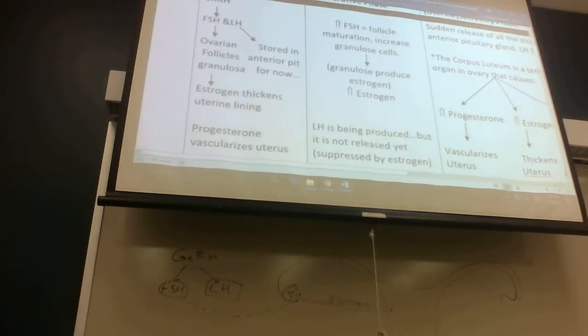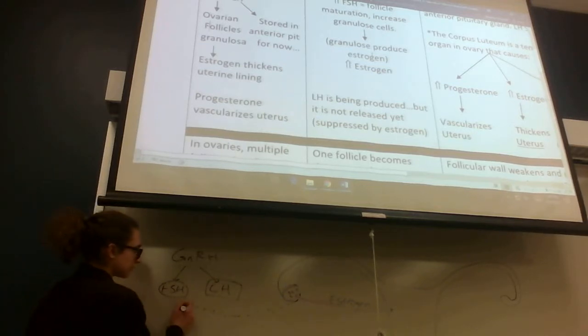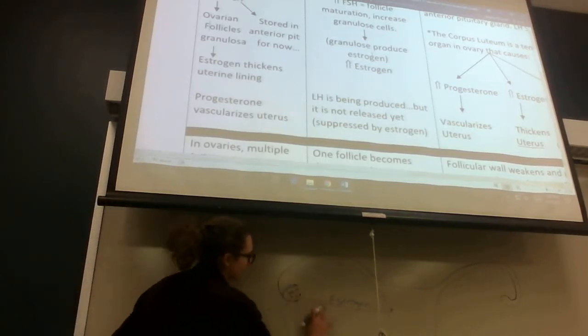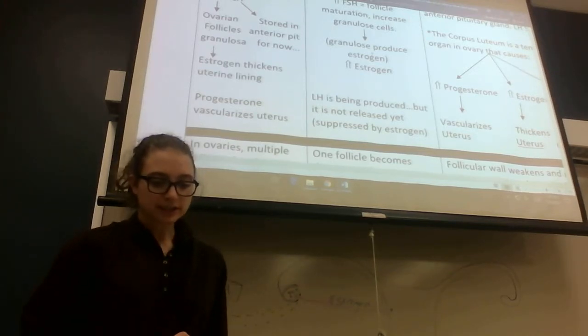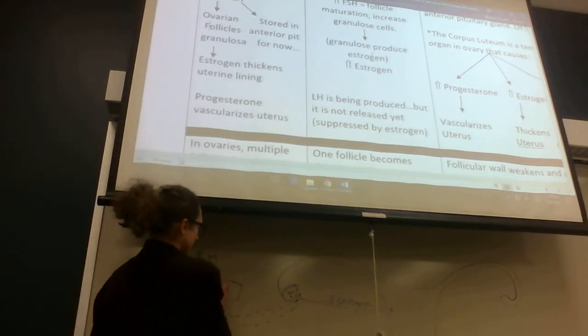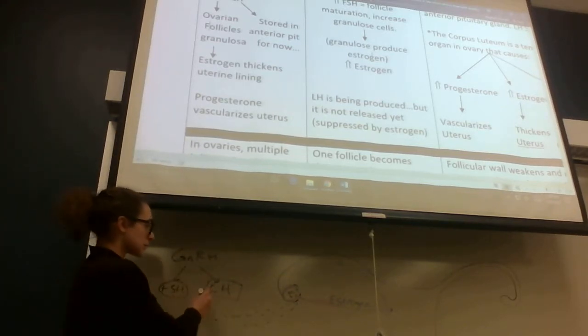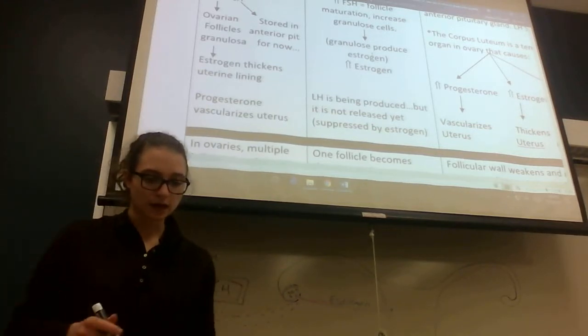Increased follicle-stimulating hormone will cause follicle maturation and an increase in granulosa cells. So we're going to get a little bit more of this going on, a little bit more estrogen, a little bit more thickening. But during this phase, luteinizing hormone is being produced, but it's just going to be stored. So it's kind of the same thing happening again.